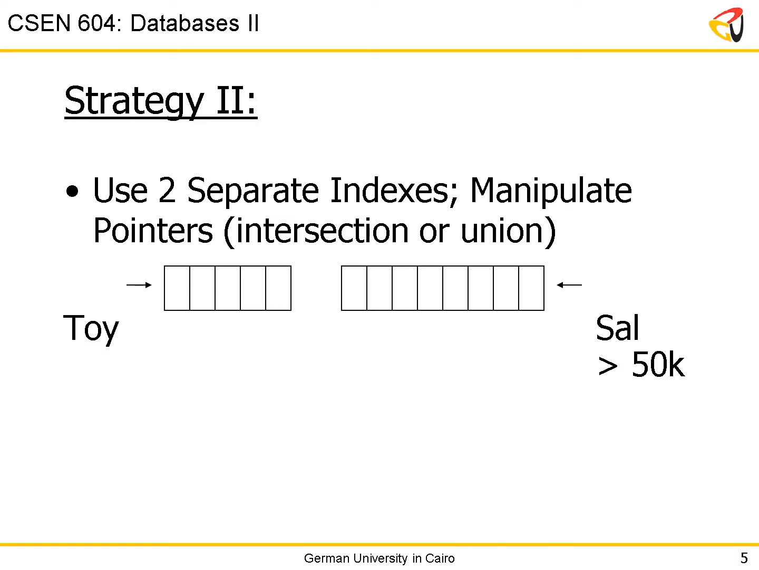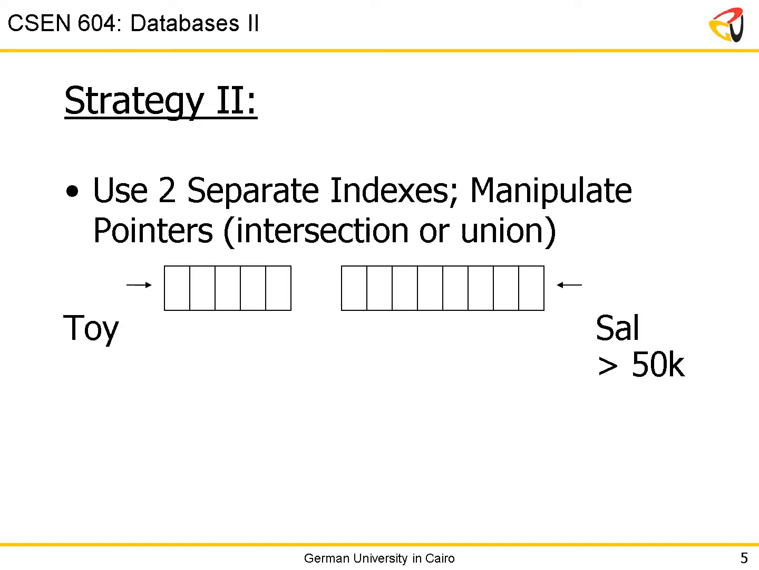One on department alone and one on salary alone. You will get a result set from this data structure and a second result set from the other data structure. Basically a set of matching rows using the B+ tree on department, and a set of matching rows using the B+ tree on salary. Now what you do is you intersect the two result sets.